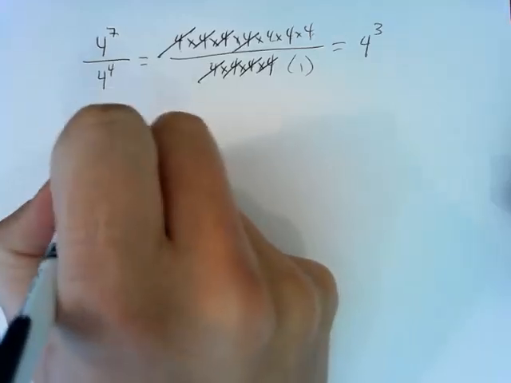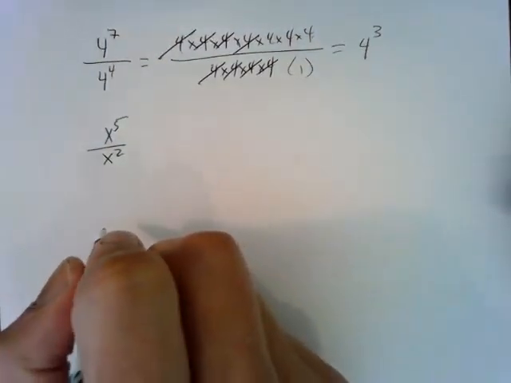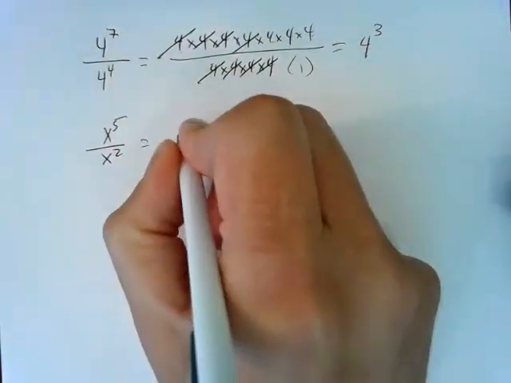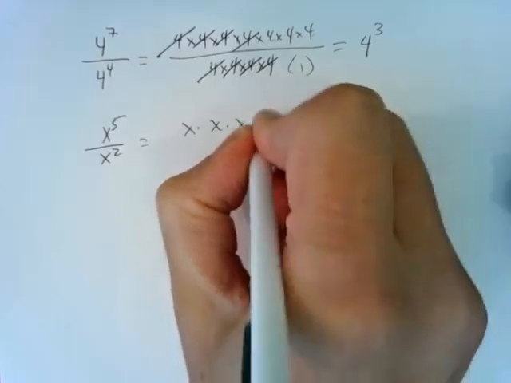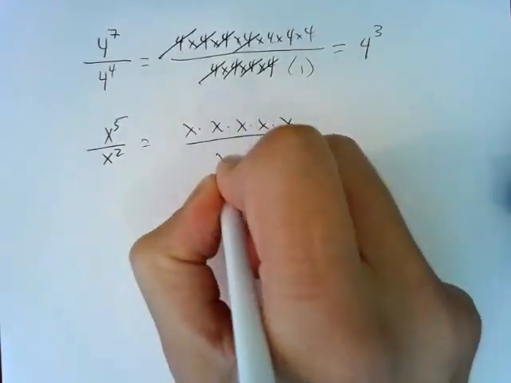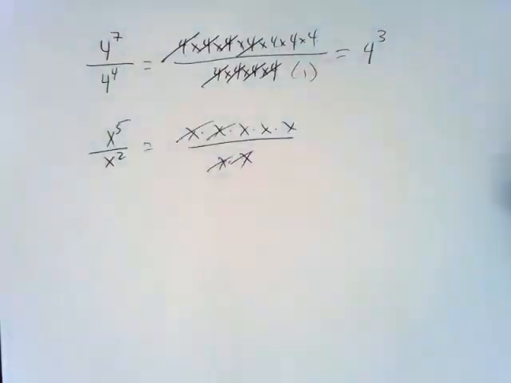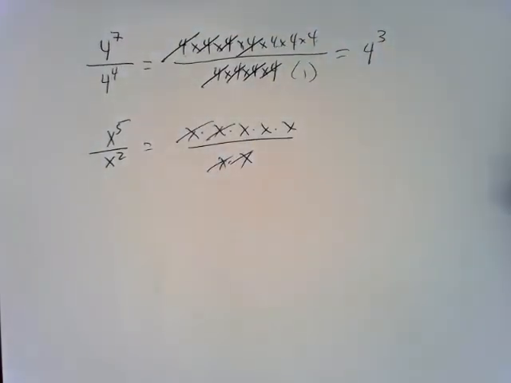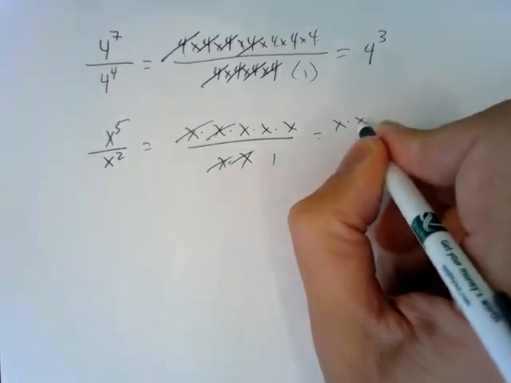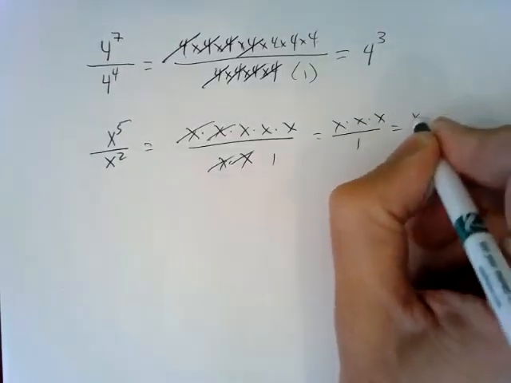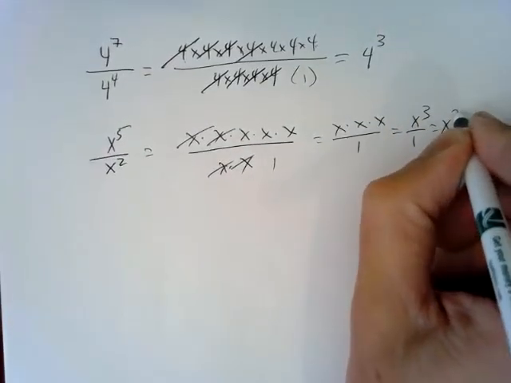If we have x to the 5th over x squared, you see that this is equal to x times x times x times x times x over x times x. We do the same thing. X cancels. 2 of them in the numerator cancel 2 in the denominator. The denominator is now 1. So we're left with x times x times x over 1, which is x cubed over 1, which is x cubed.